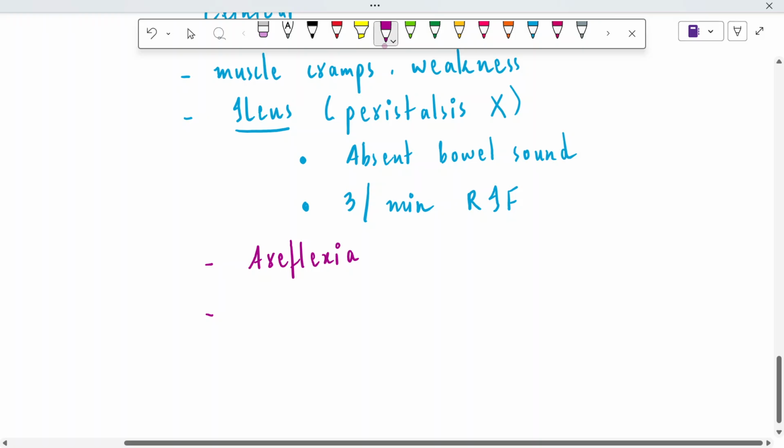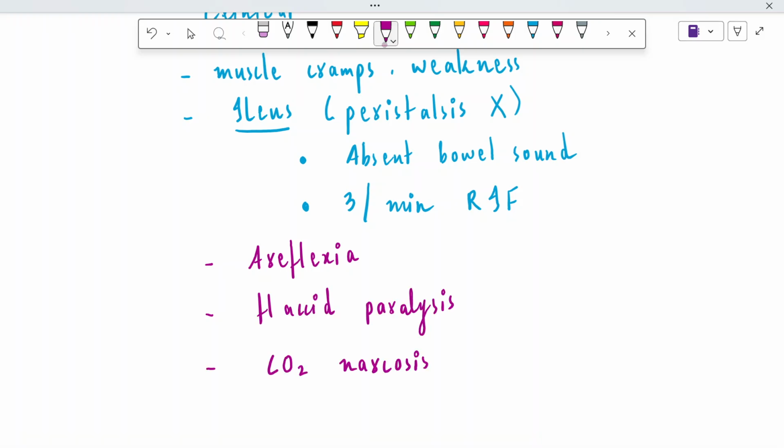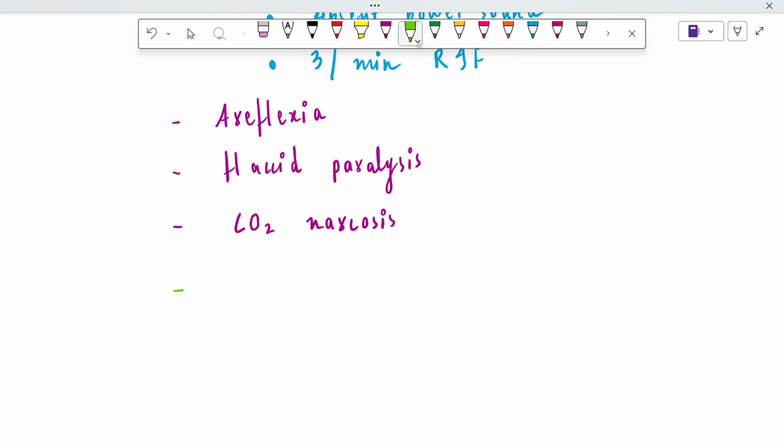The next is carbon dioxide retention, which is known as carbon dioxide narcosis. Because the diaphragm is also a muscle ultimately, it is not working and it results in diaphragmatic paralysis. It results in carbon dioxide retention in the bloodstream, which is known as carbon dioxide narcosis. And the last but not the least is asterixis.